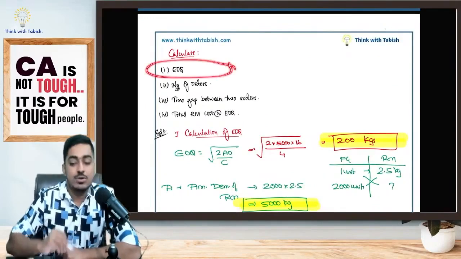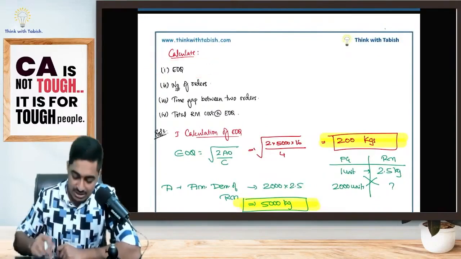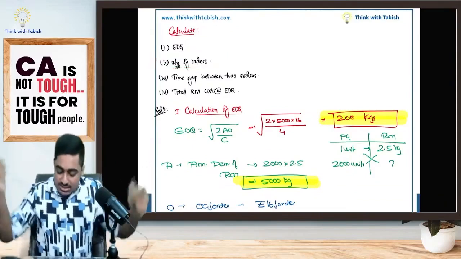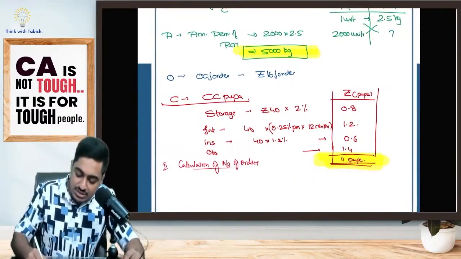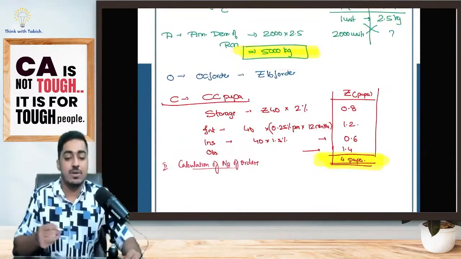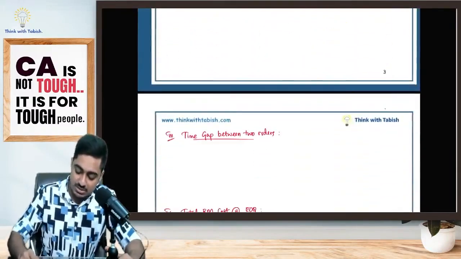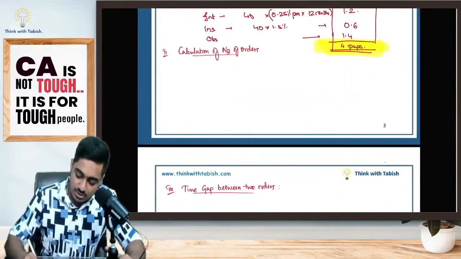EOQ I have calculated, boss. Let's go to the next requirement. The question is asking how many orders I should place. Okay, boss, let us calculate. Tell me, students, in 1 year, in total how much is needed? 5000 is needed. Yes, what is my EOQ telling? For every order, how much to place? 200 to place. Simple, boss. EOQ is telling, one order you purchase 200 kg.